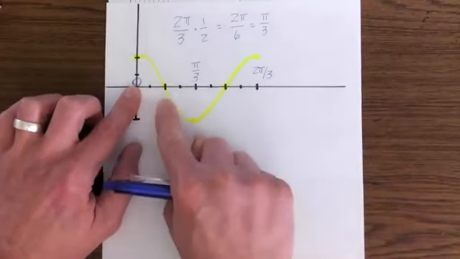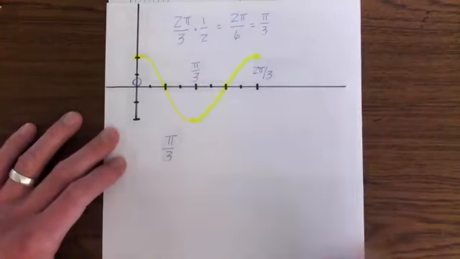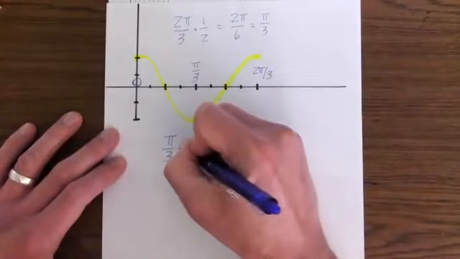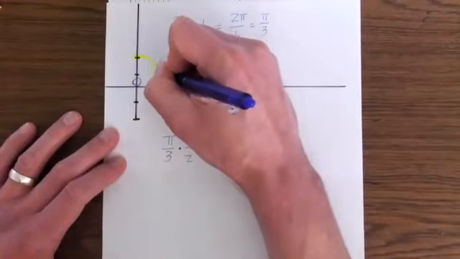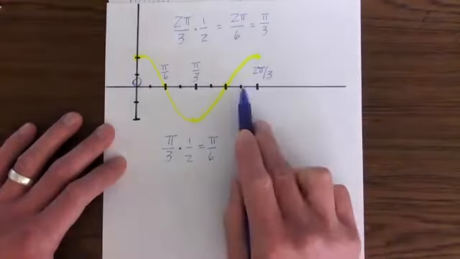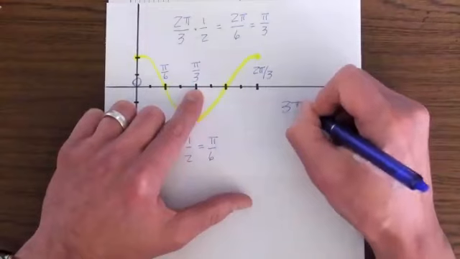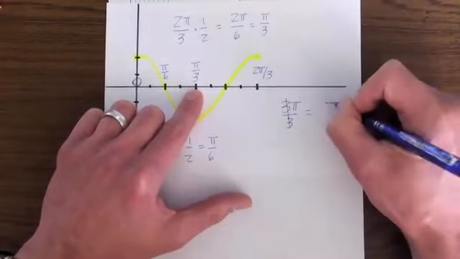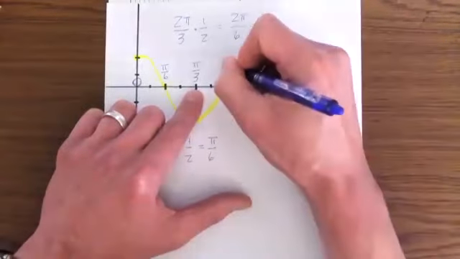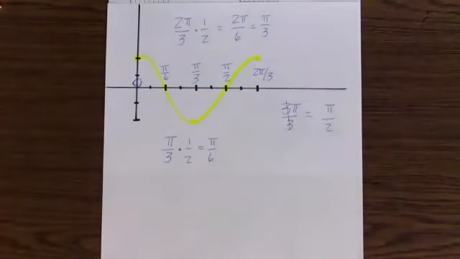Now that we know these 2 points, we can find the distance between them. 0 plus pi over 3 is pi over 3. Divide by 2, or multiply the denominator by 2, we get pi over 6. Now we can find this one. Pi over 3 plus 2 pi over 3 is 3 pi over 3, which is just pi, divide by 2. So if you were to be asked, what is the x-intercept of this function? It would be pi over 6 and pi over 2.